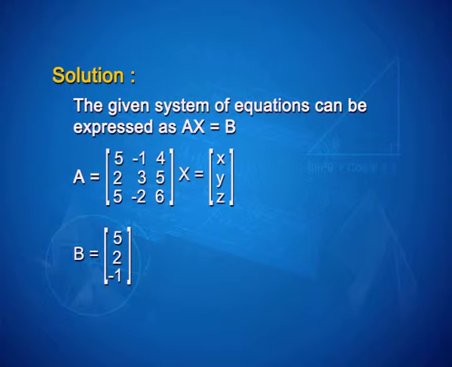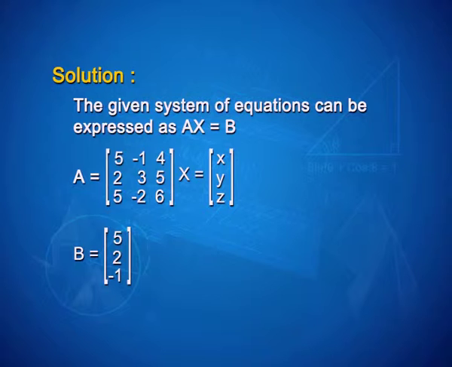The given system of equations can be expressed as Ax is equal to b, where A is equal to 5, minus 1, 4; 2, 3, 5; 5, minus 2, 6, x is equal to x, y, z and b is equal to 5, 2, minus 1. Now, determinant A is equal to 5, minus 1, 4; 2, 3, 5; 5, minus 2, 6.